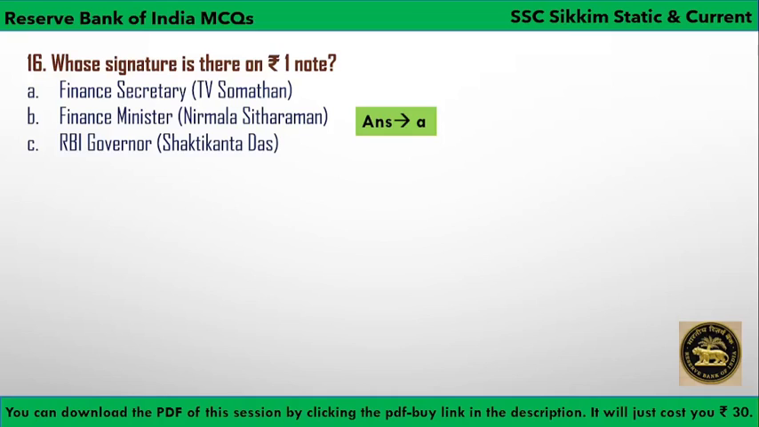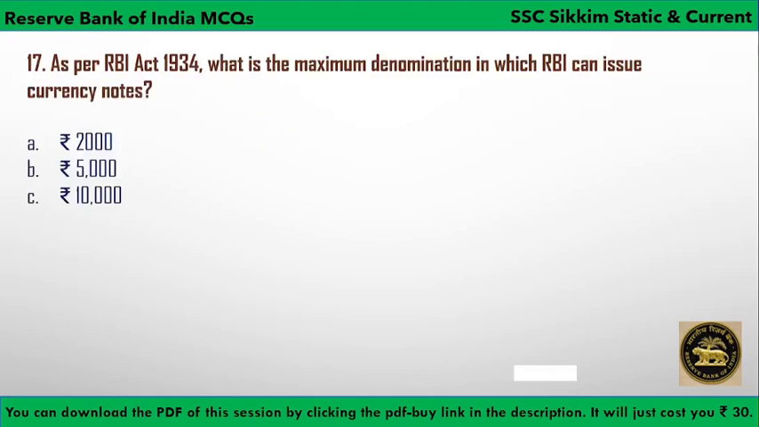In all other notes except the 1 rupee note, the RBI Governor signs, but in 1 rupee notes, the Finance Secretary signs, and the current Finance Secretary is TV Somanathan. Okay, next question. As per RBI Act 1934, what is the maximum denomination in which RBI can issue currency notes? The correct answer is 10,000. So RBI can issue at most a 10,000 rupee note and not more than that.